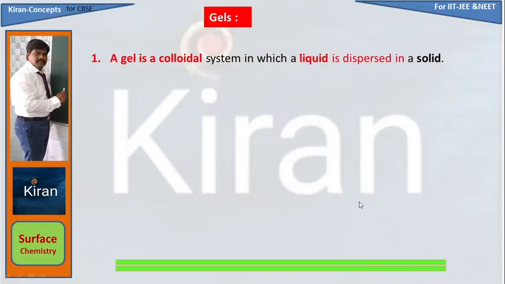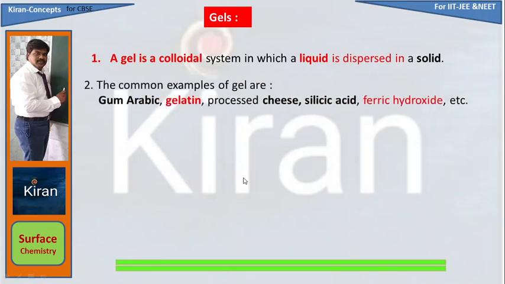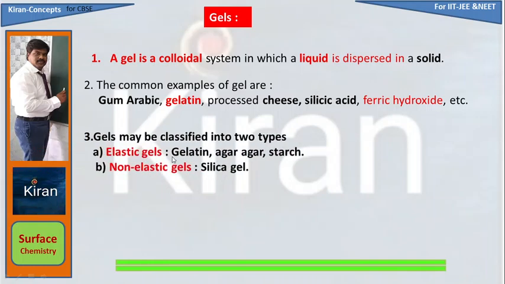Finally, gels. A gel is a colloidal system in which a liquid is dispersed in a solid. If both are liquid, that is called an emulsion. But here the liquid is the dispersed phase in a solid: the dispersed phase is liquid and the medium is solid. That is called a gel. I am giving a few examples of gels. The common examples of gels are gum arabic, gelatin, processed cheese, silica, silicic acid, and ferric hydroxide.